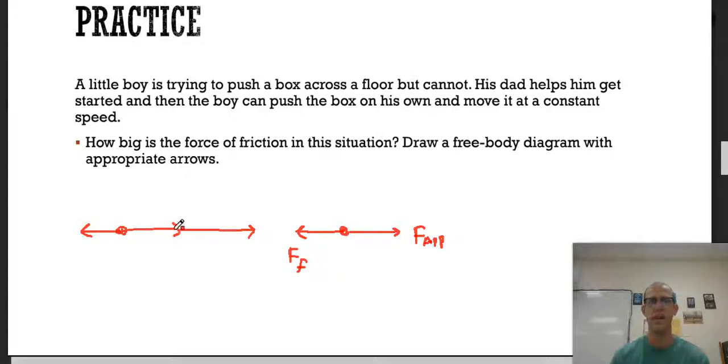Notice how big the applied force is here. So the box would be accelerating there. But as soon as the dad gets rid of his force, we have this force diagram, and we see that the net force is going to be to the right. So this little leftover bit right here is the net force in blue.